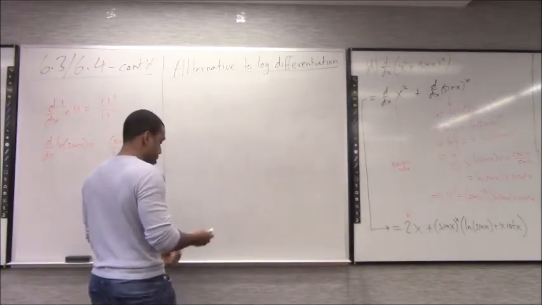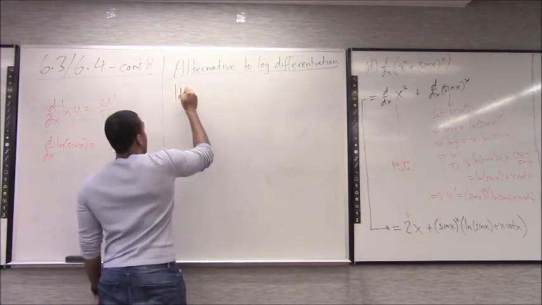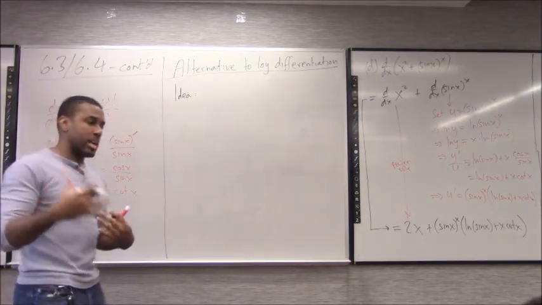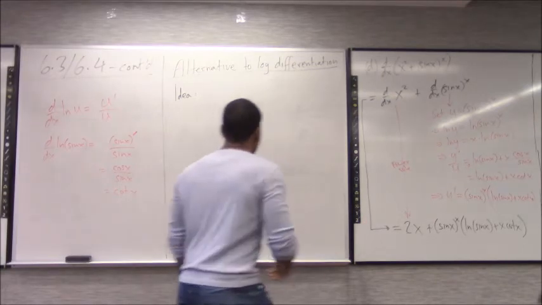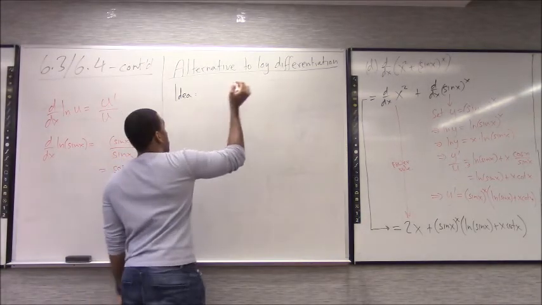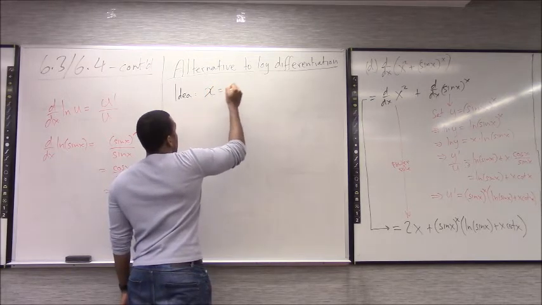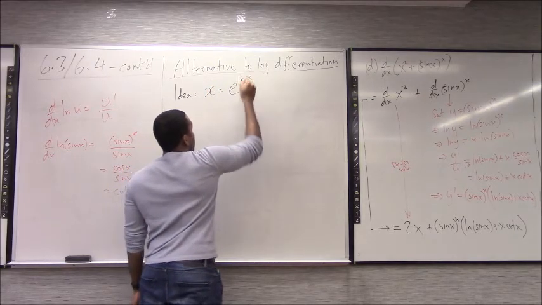And the idea here is to somehow get a log in there without the need to actually split it up and separate it. And we're going to use a formula that we've used several times before, the fact that anything we can write as e to the ln of that thing.